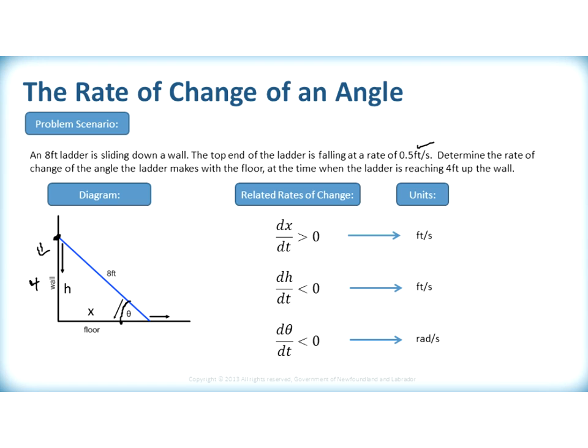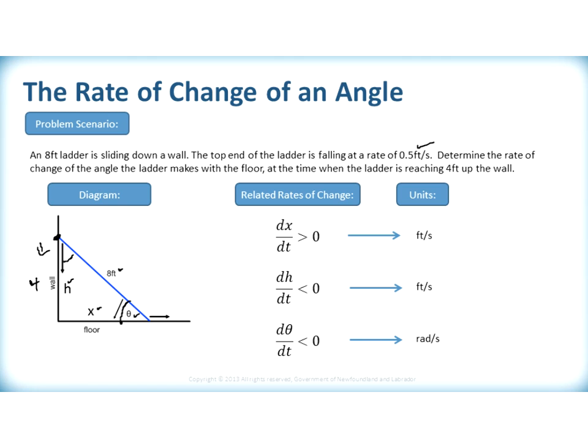Alright, so let's look at the different quantities that are involved here. So really there's 4 different, well maybe 5 different components. We've got a changing triangle. So there are going to be 2 different angles, this one and the one on the bottom with the floor. There's going to be the height that the ladder reaches up the wall, we'll call that h here. And then there's the distance that the bottom of the ladder is from the wall, so that's going to be our x. There's also the length of the ladder, which is 8 feet.